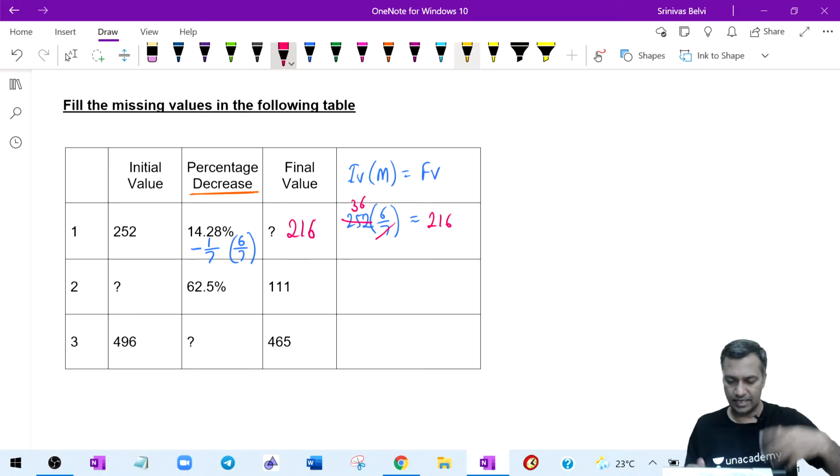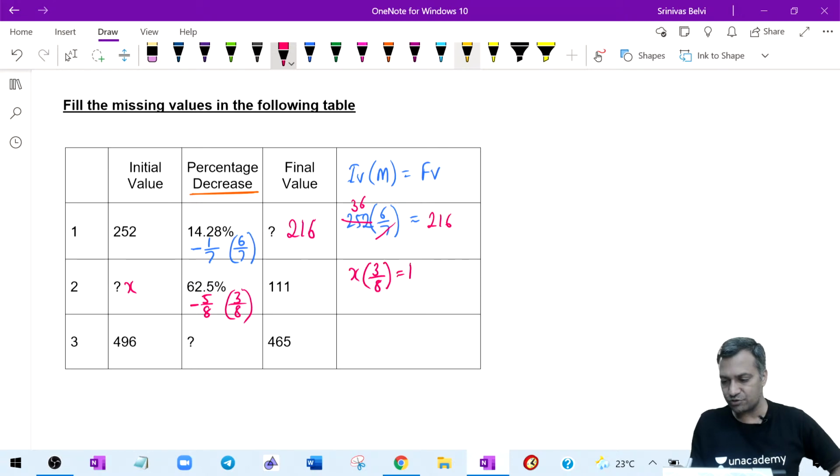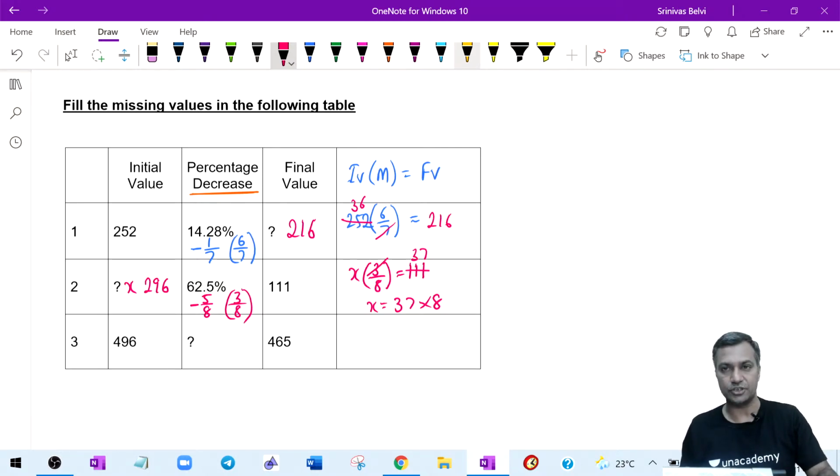Okay. Similarly, the next one, the multiplier is of the magnitude of 5 by 8. That is the multiplier. That's a fraction. There is a decrease of 5 by 8, which means the multiplier becomes how much? 3 by 8. What is the initial value? X. X times 3 by 8 leaves me with 111. That is what you are trying to claim. Fair enough. Therefore, 37 times 8 gives X, which is nothing but 296. Okay, fair enough. Good, very good. All right, you all got that point here.